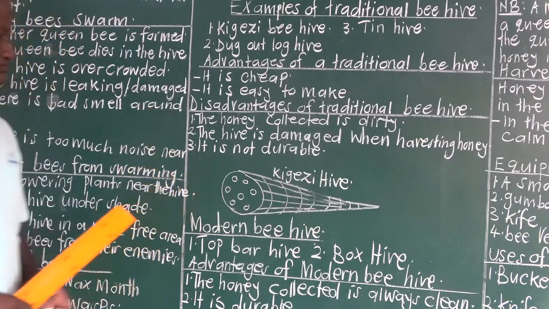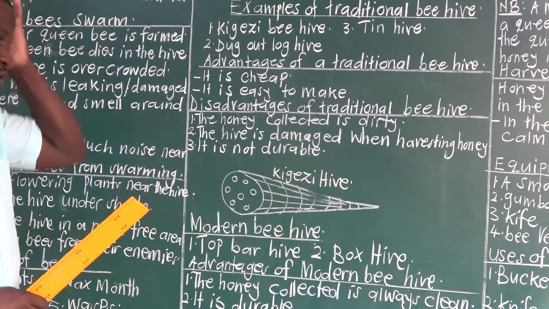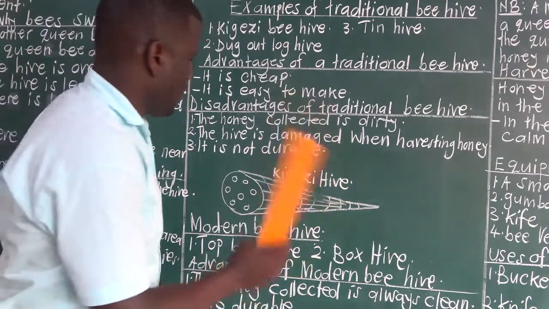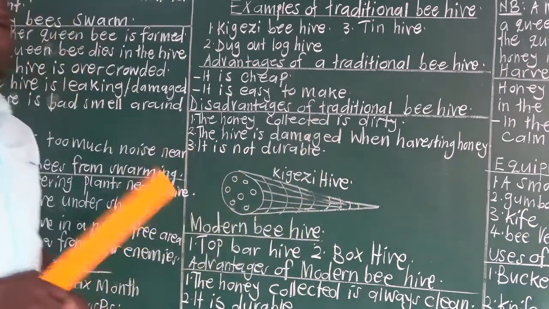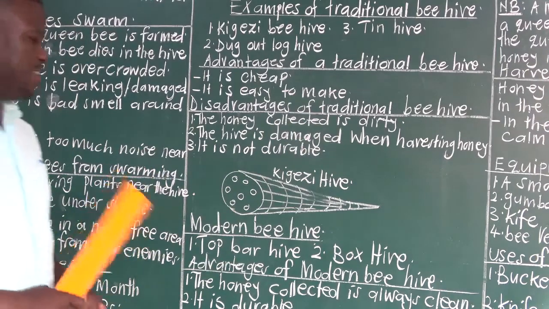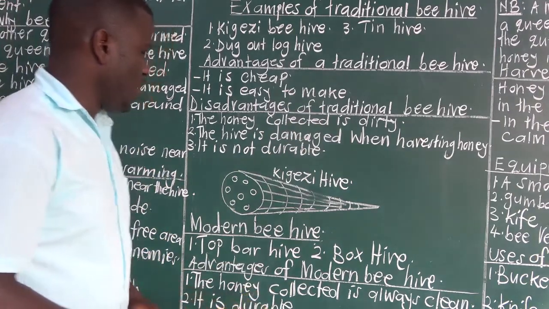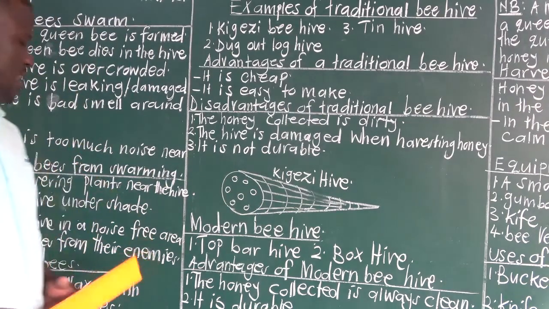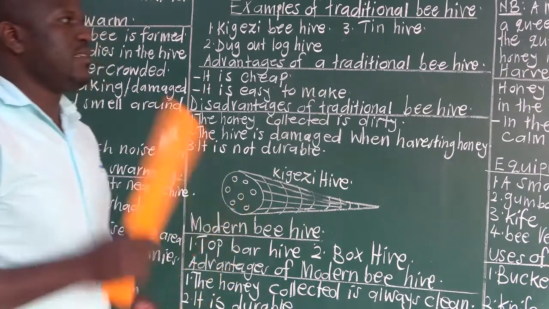Then look at modern beehives. We have two examples of modern beehives: top bar hive and box hive. Advantages of modern beehive: the honey collected is always clean. It is durable or long-lasting, then harvesting honey is easy.